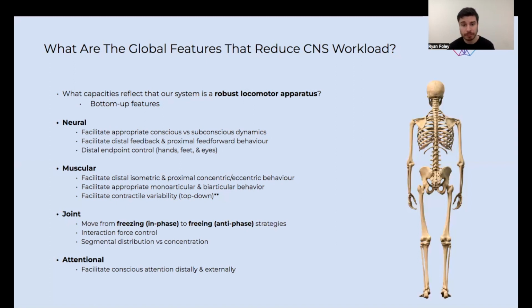across the anatomy. Okay, and on top of that, it's also important to appreciate the difference in behavior between monoarticular tissues and biarticular tissues. Okay, and this is really important to help distribute force across the anatomy, across broader surface areas. Okay, and lastly here, we want to facilitate contractile variability.